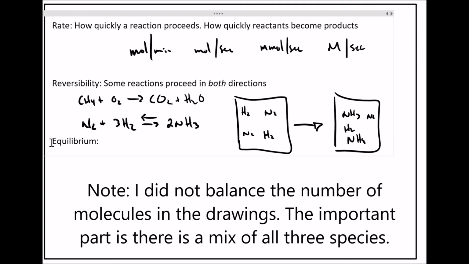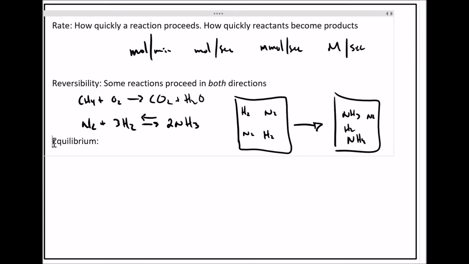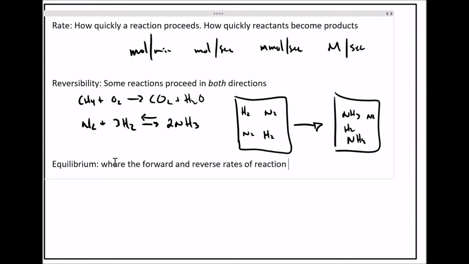The final term I'd like to discuss in our conversation about equilibrium is, of course, equilibrium itself. And this is a situation where the forward and reverse rates of reaction are equal. And what I'd like to highlight here is we're talking about rates. So equilibrium is when the rates of reaction are equal, not necessarily when the concentrations of reactant and product are equal.